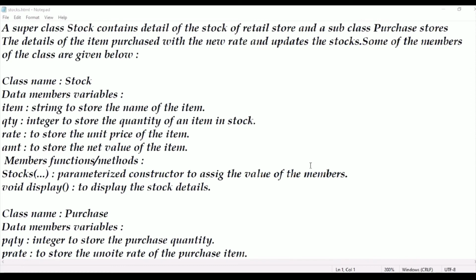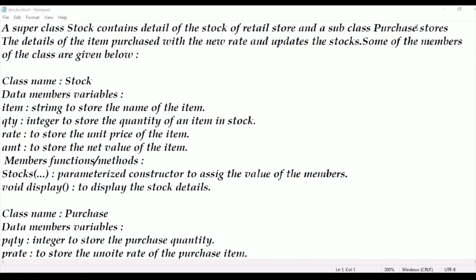It is written that a superclass Stock contains details of the stock of a retail store, and a subclass Purchase stores the details of the item purchased with the new rate and updates the stock. Some of the members of the class are given below. Here Stock is the parent class and Purchase is the child class.